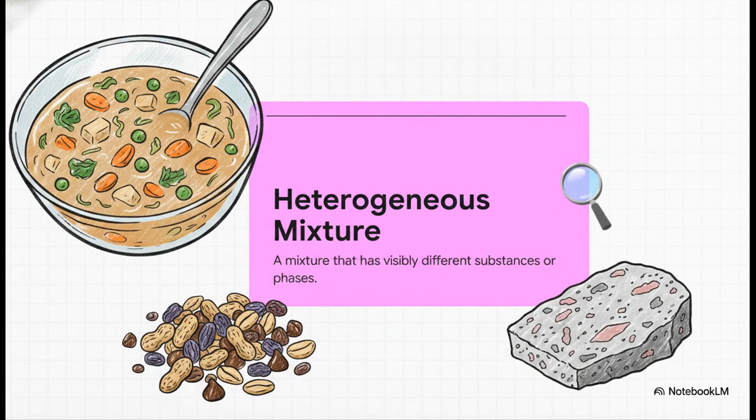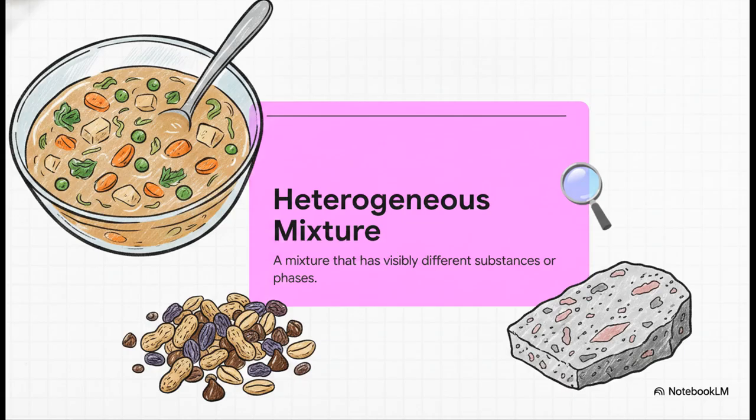But on the flip side, we have the heterogeneous mixture. This is a mixture that has visibly different substances or phases. And phases just means distinct parts that you can easily spot with your own eyes. Imagine a bowl of thick vegetable soup. You can clearly see the carrots, the peas, the broth.